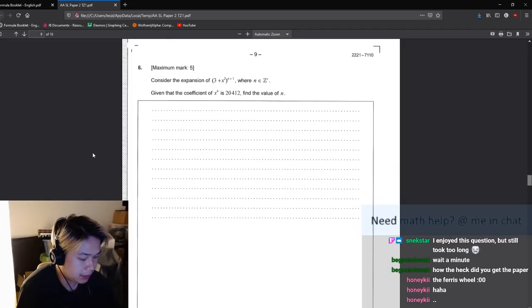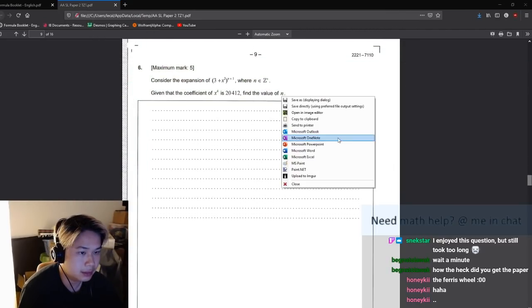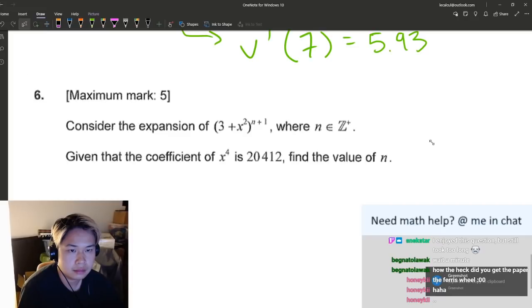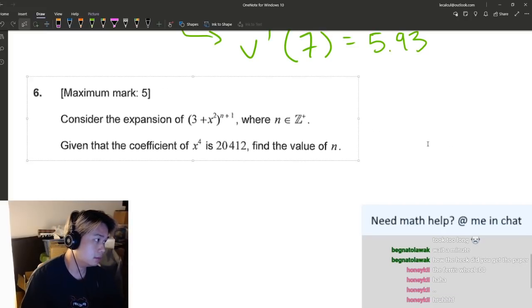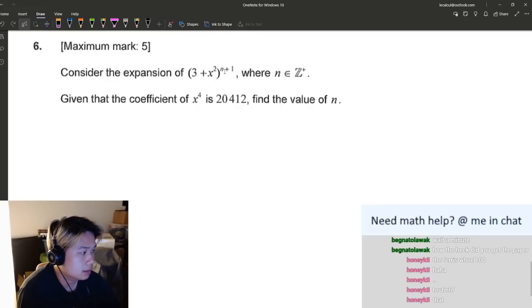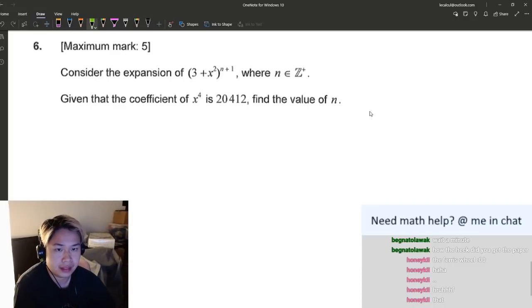Okay, and this looks like a binomial expansion. Binomial theorem. Okay, consider this expansion. Okay, n plus 1, that's a little new. And then let's see, given the coefficient of x to the power 4 is this, we need to find the value of n. Ah, okay, this is a little different. Normally they give you this exponent and then you want to find the coefficient, but I guess they just want to screw with you.